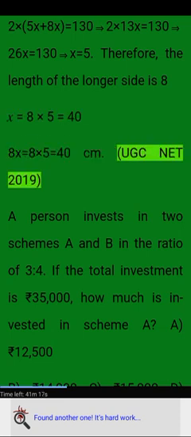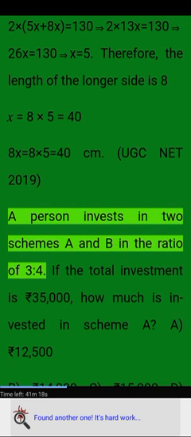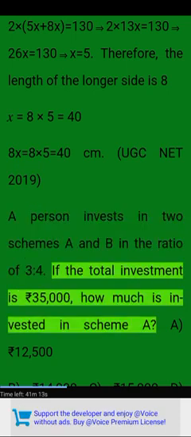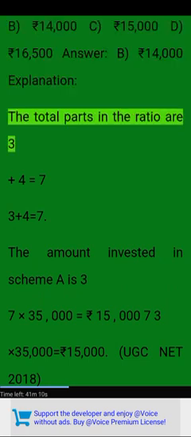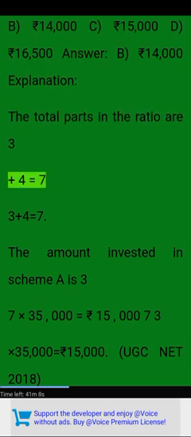UGC NET 2019. A person invests in two schemes A and B in the ratio of 3:4. If the total investment is 35,000 rupees, how much is invested in scheme A? A. 12,500 rupees. B. 14,000 rupees. C. 15,000 rupees. D. 16,500 rupees. Answer. B. 14,000 rupees. Explanation. The total parts in the ratio are 3 plus 4 equals 7.